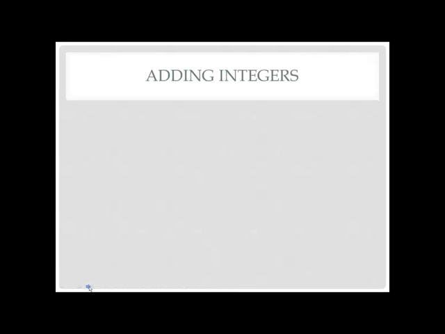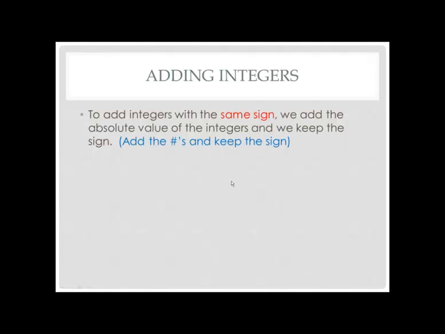Okay, so let's look at adding integers. We have a couple of rules for adding integers. To add integers with the same signs, we would add the absolute value of the numbers, and we would keep the sign. For example, if I had two negative numbers, I will add the numbers together and I will keep the negative sign.